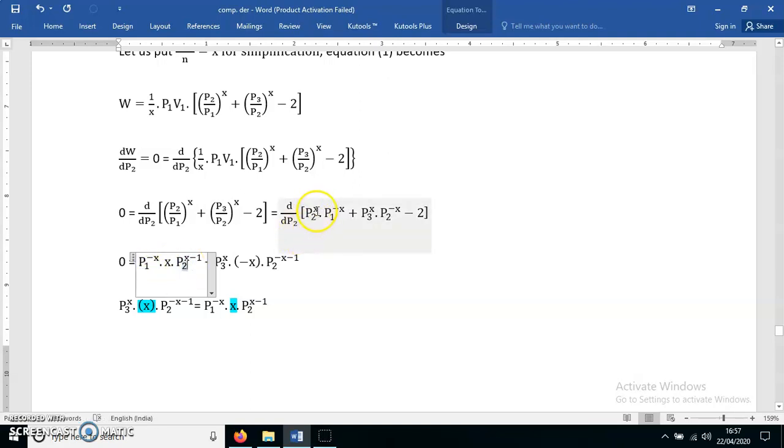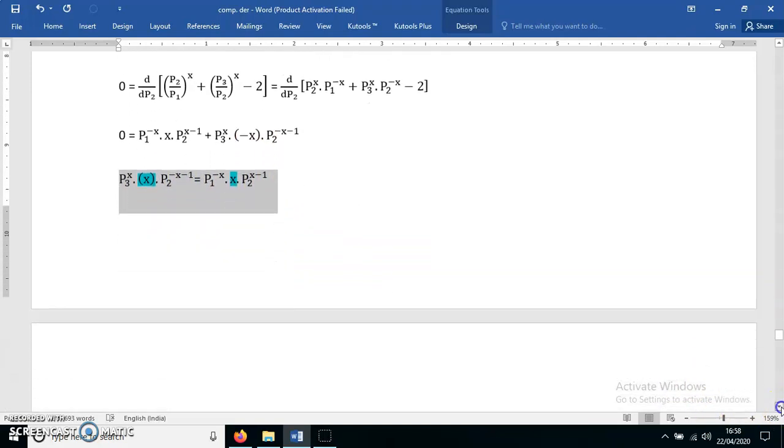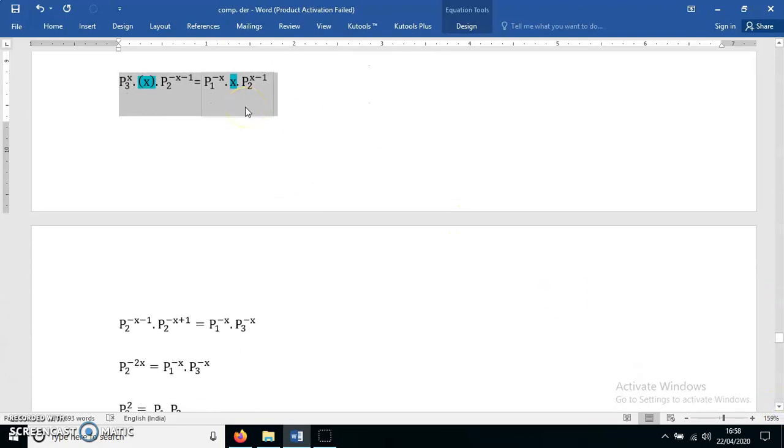P2 raised to x, what is the differentiation of this? Because P2 is a variable, it is x P2 raised to x minus 1. Plus, P3 raised to x is constant. What is the differentiation of P2 raised to minus x? Because P2 is a variable, it is minus x, P2 raised to minus x minus 1. Just shift the parameters. Keep P2 only on one side and P1, P3 on another side. Just do that effort. It's a simple calculation. x and x get cancelled. And finally, you will arrive at the equation. You try this on the notebook.